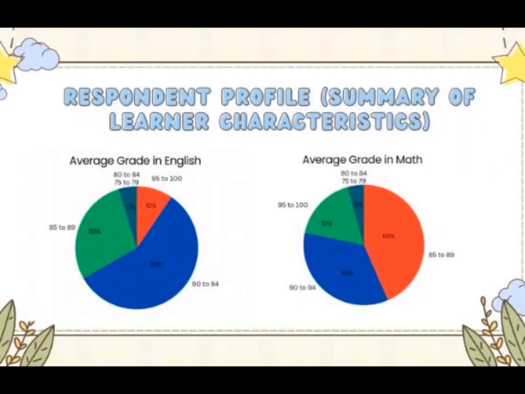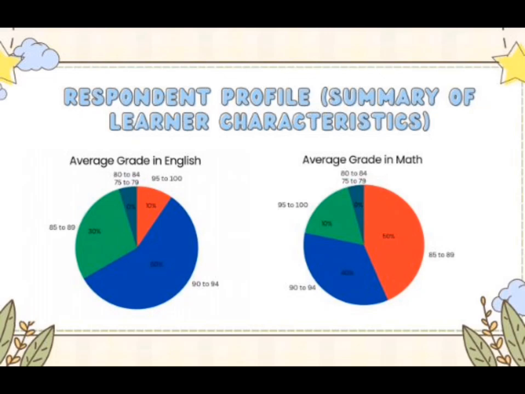This is the respondent profile summary of learner characteristics. Average grade in English. 10% of them answer 95 to above. 60% of them answer 90 to 94. 30% of them answer 85 to 89. 0% of them answer 80 to 84, 75 to 79.